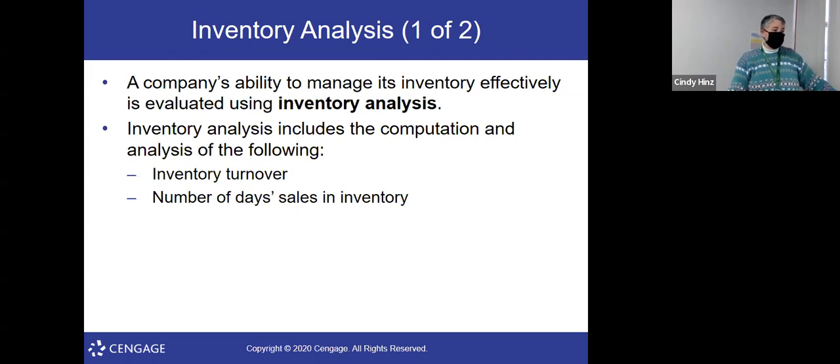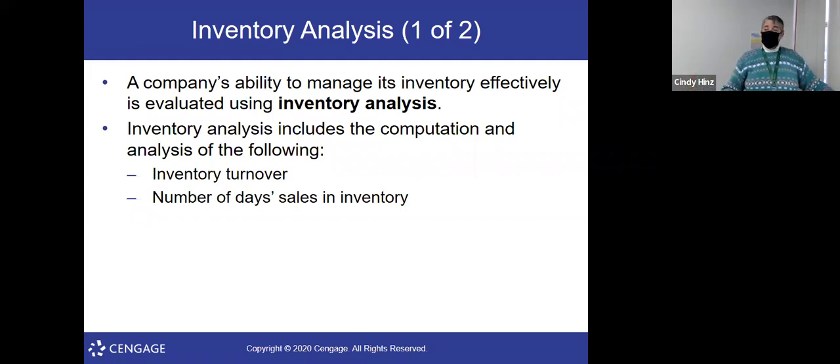So inventory turnover, just like receivables turnover, is expressed as a number of times. What that means is the number of times per year we are turning our inventory, or on average selling through our inventory. Number of days sales in inventory is a related measure to inventory turnover, and it tells us on average how many days it takes us to sell each item.